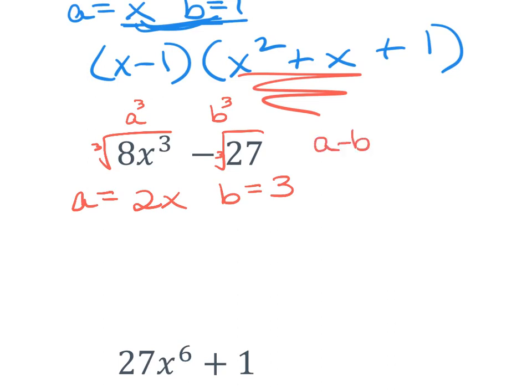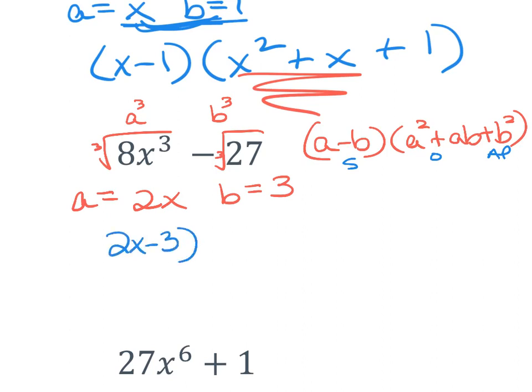Again, if it helps you to write out the pattern each time, you can do that. So again, remember SOAP, same sign, opposite, always positive. So let's put it in. So a minus b, 2x minus 3. Square the a. Now let me write it this way just so you can see. So a squared is 2x squared. Then the middle term is the a times b, which is 2x times 3.